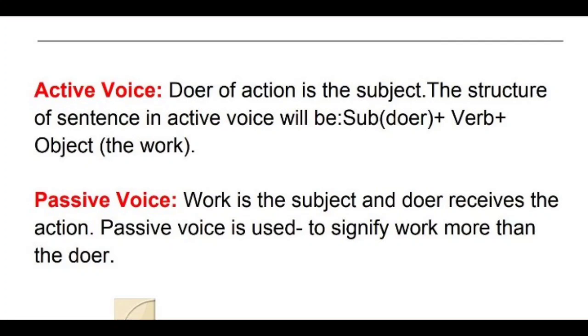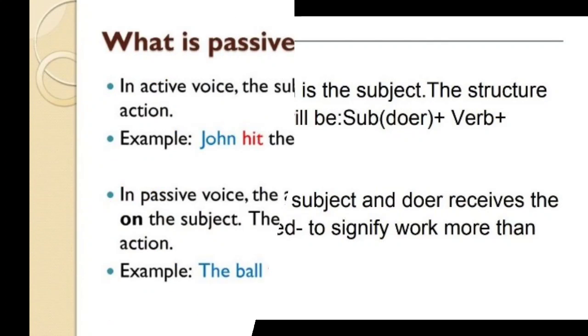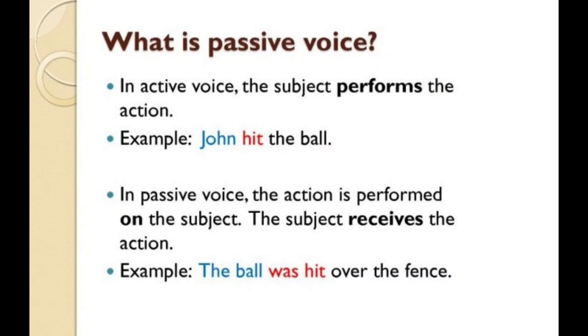But whereas in active voice, we will show the doer first. Here in passive voice, the work is the subject and the doer receives the action. So it will go vice versa. So look at the picture here. What is a passive voice? In active voice, the subject performs the action. For example, look at the sentence here.